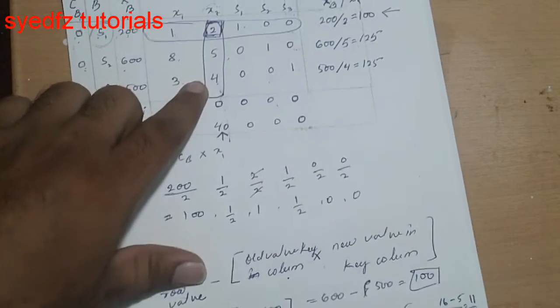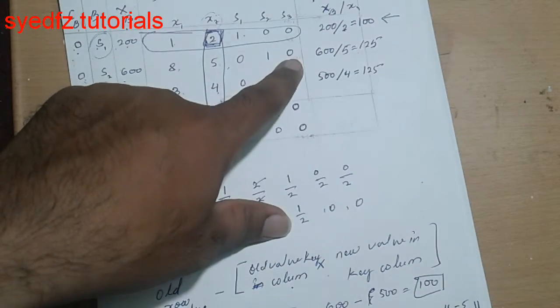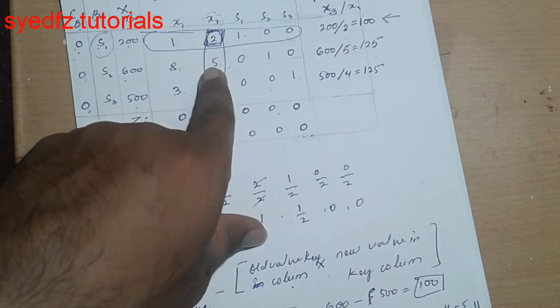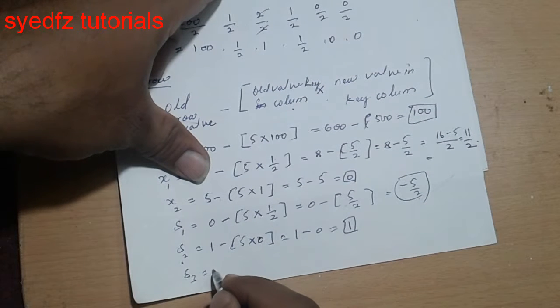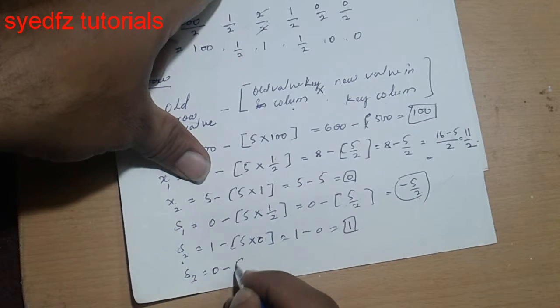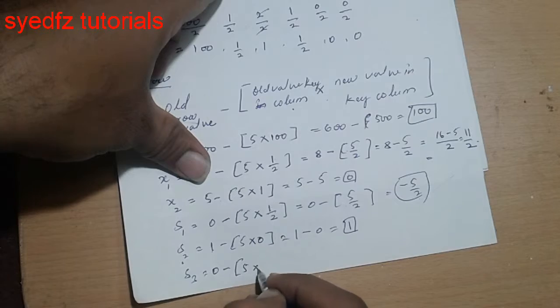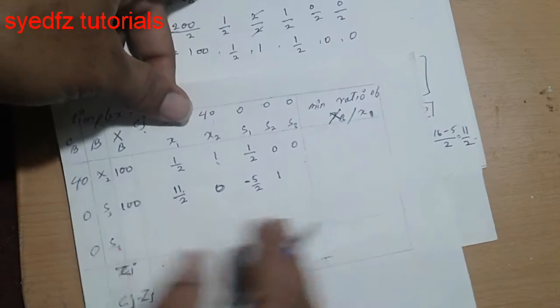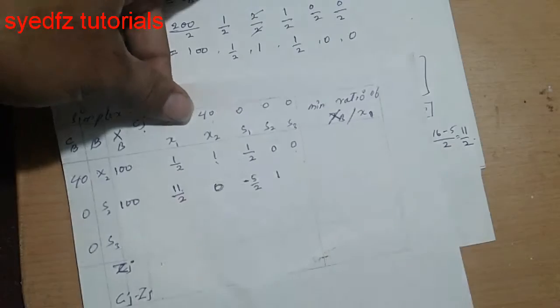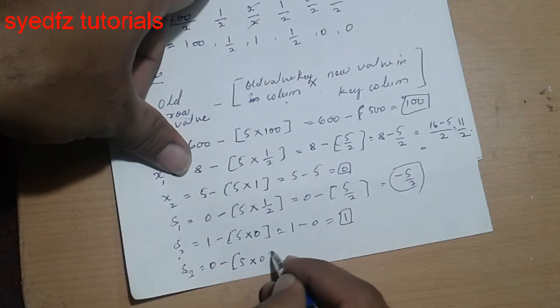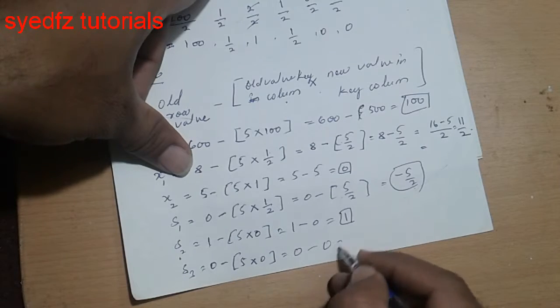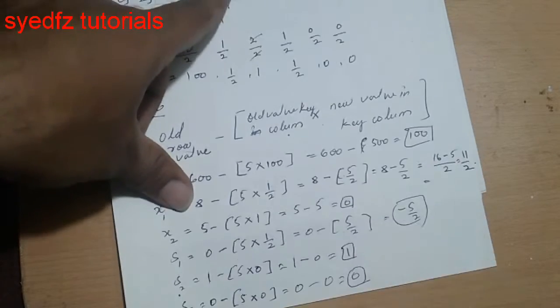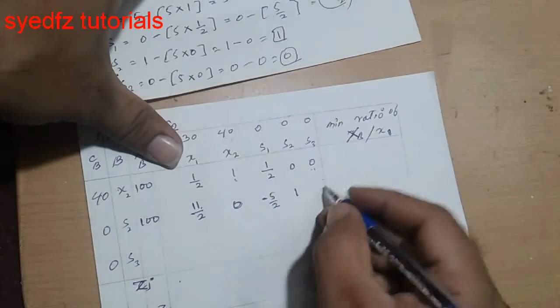Now for S3. What is the old value for S3? In the second row, 0, and key column is 5. S3 old value 0, key column is 5. The new value in the new table is 0. And this 0 remains, 5 into 0, 0, so the answer is 0. So S3 we got 0. In the new table we have to write S3 is 0.